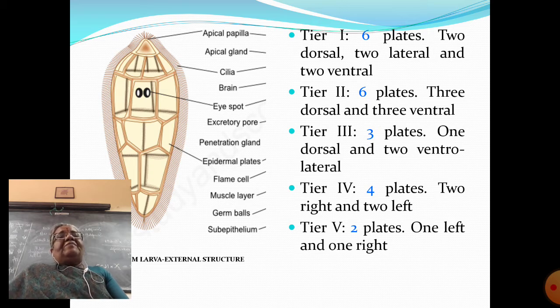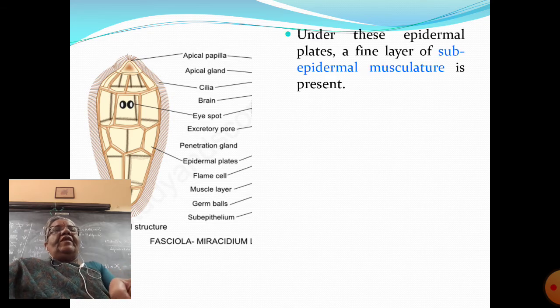Students, don't get confused with the number of tiers and the number of epidermal plates in each tier and the total number of epidermal plates. 21 epidermal plates in 5 tiers. Tier 1, 6 plates; tier 2, 6 plates; tier 3, 3 plates; tier 4, 4 plates; tier 5, 2 plates, and I have told you the position also. In the practical class you can see the slide, you can count the number of rows and also count the number of plates in each row. Okay, don't get confused.